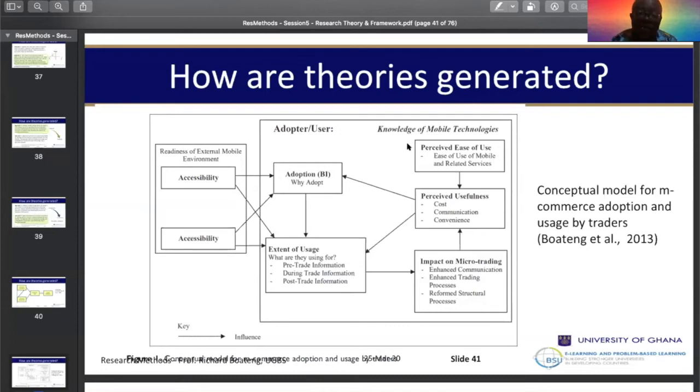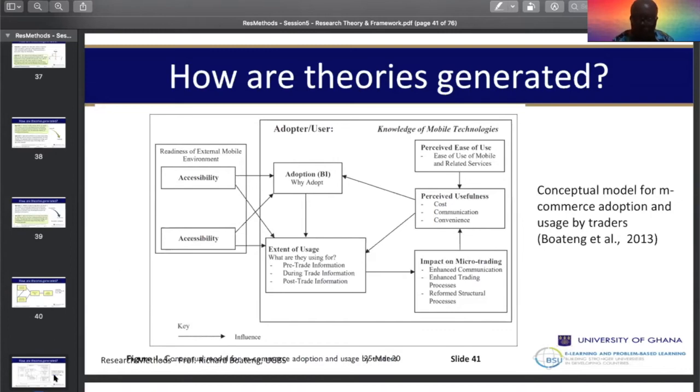I also argue that the adopter's knowledge of mobile phones can influence his level of ease of use of the technology and then perceived usefulness. The more savvy you are, the better understanding you have of using the technology that you want to use. So this is coming from the theory, the technology acceptance model.